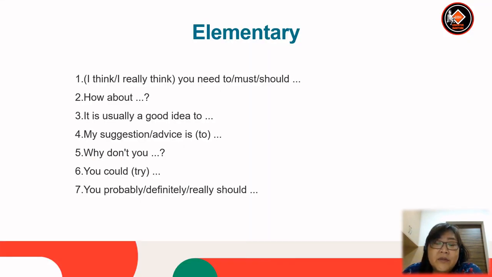These are some of the phrases, and there are levels for each slide. So these phrases are for elementary level. I think, I really think, you need to, must, should. How about, it is usually a good idea to. My suggestion or my advice is to, why don't you? You could try. You probably, definitely, really should.